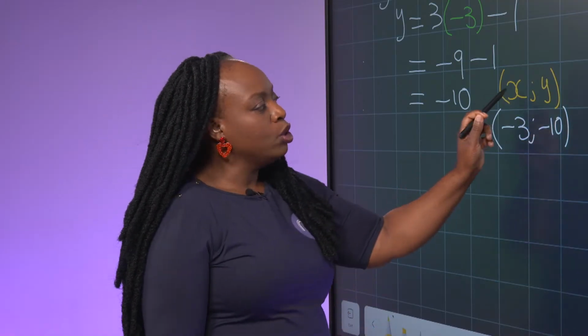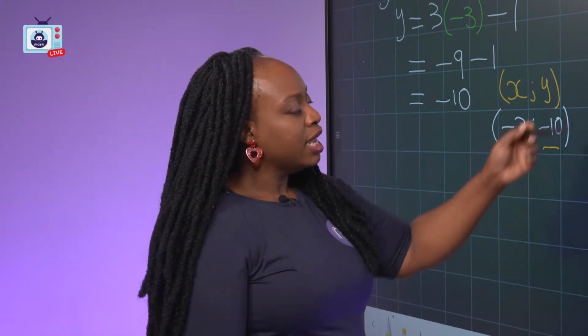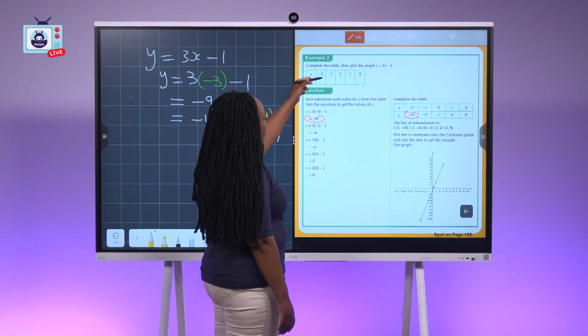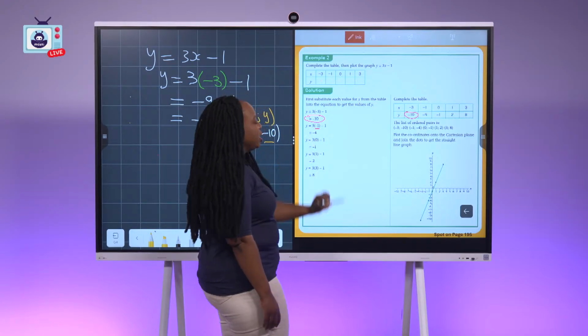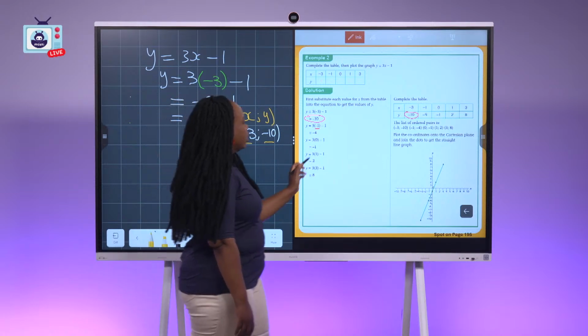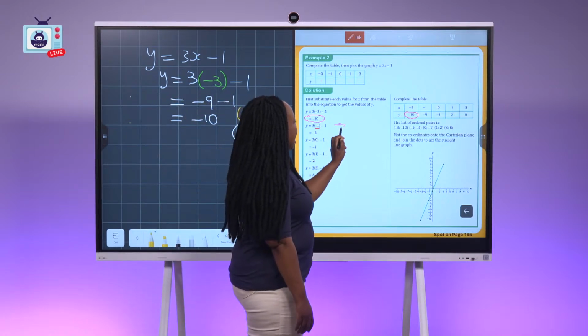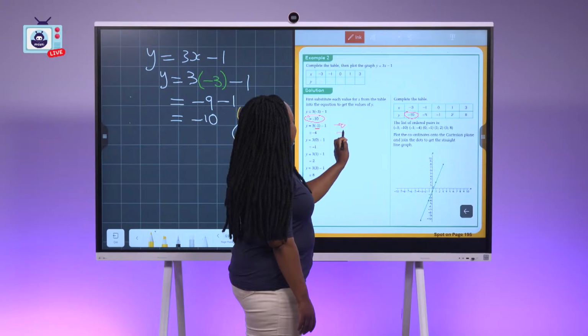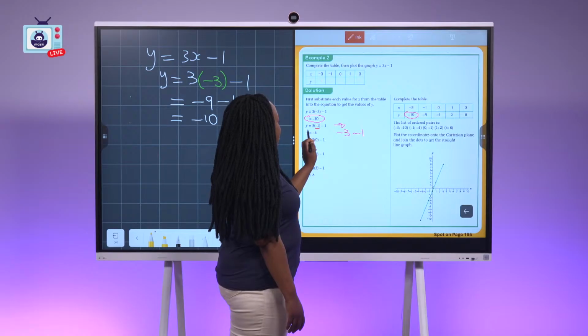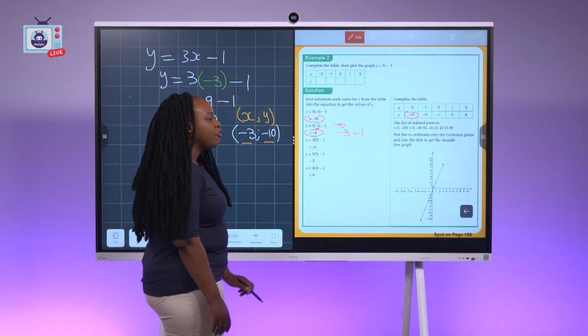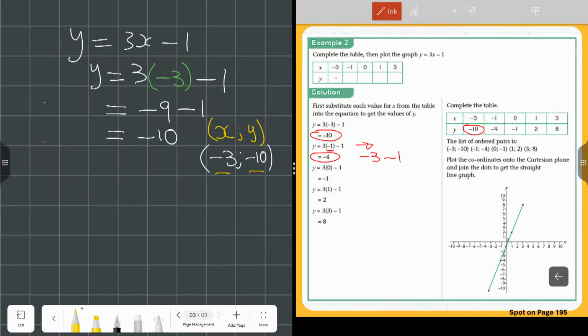So here we're going to have x and y, which is a -3 and a -10. Those are the points that we need to have. Then if you keep on putting the numbers there, when we put a -1, we're going to have our 3 multiplied by -1, which will give us -3. And then when we add a -1 to it, that's where we get -4. So that is the procedure you're going to find.